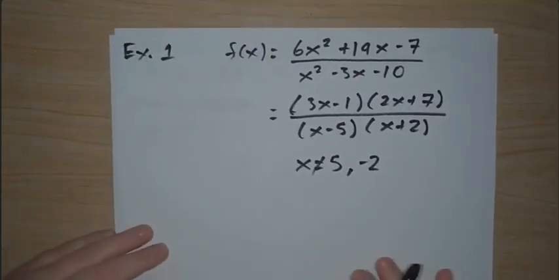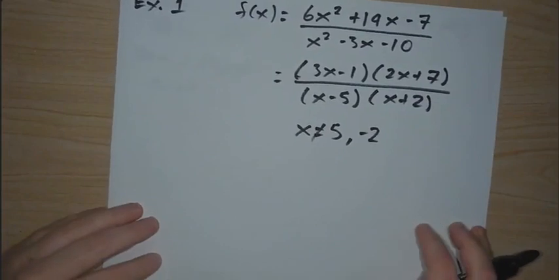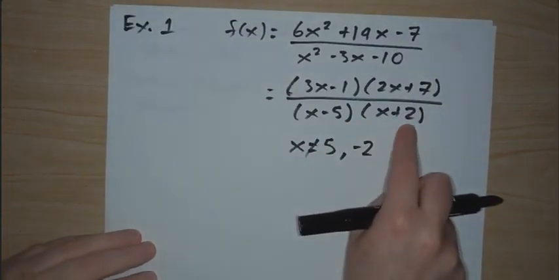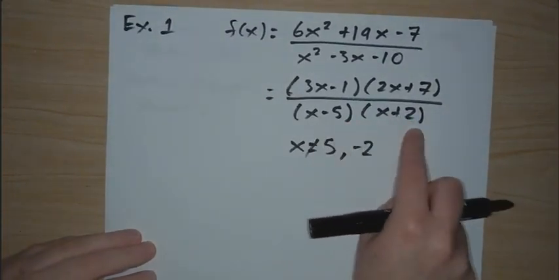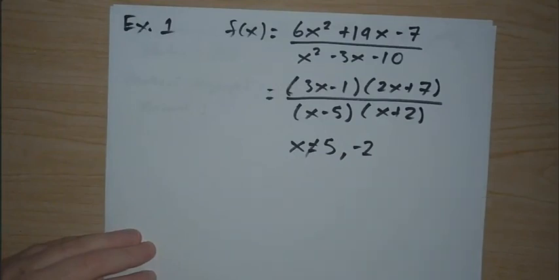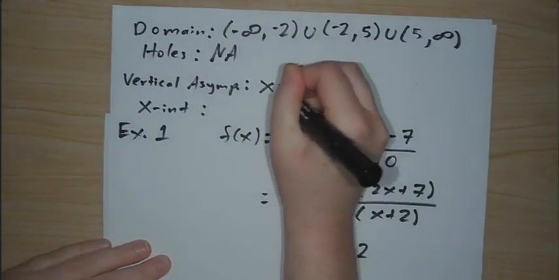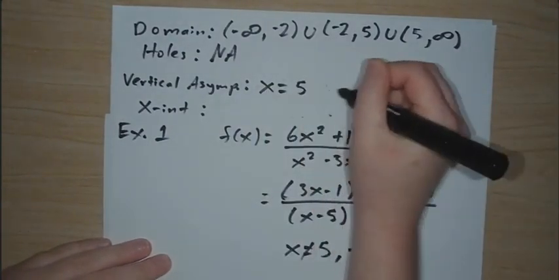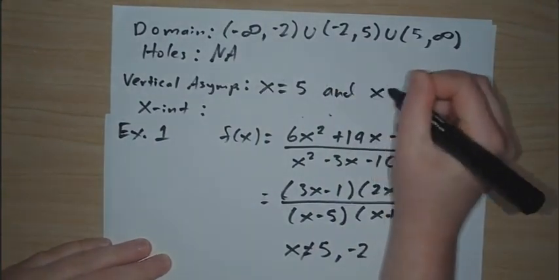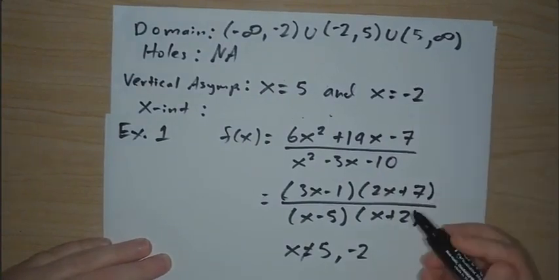So for vertical asymptotes, when our denominator does equal 0, that also gives us our vertical asymptotes. So we have a vertical asymptote at x equals 5 and at x equals negative 2.